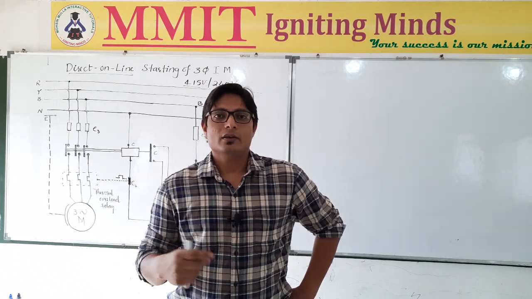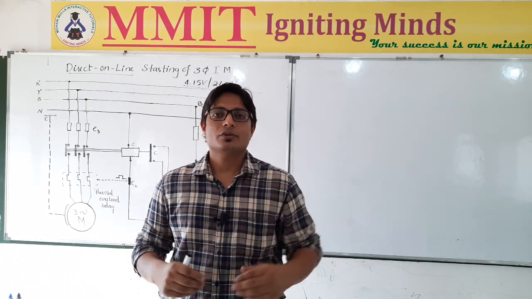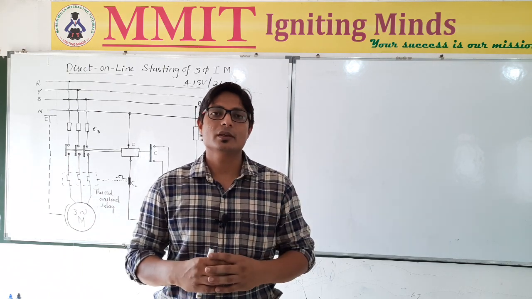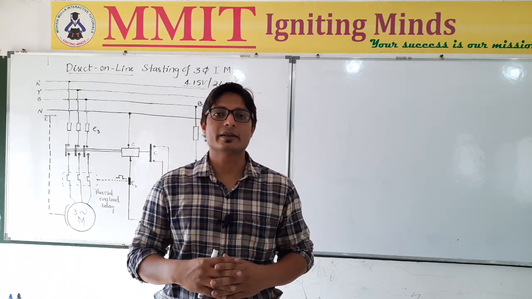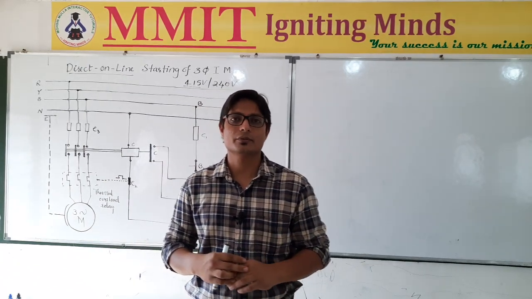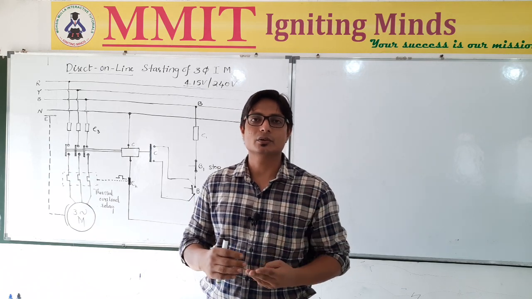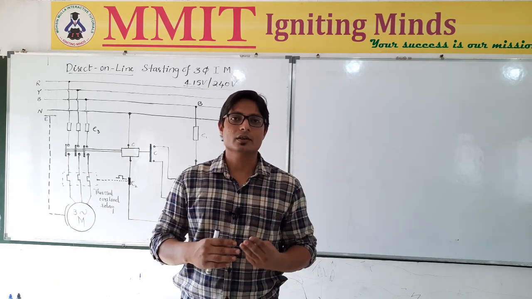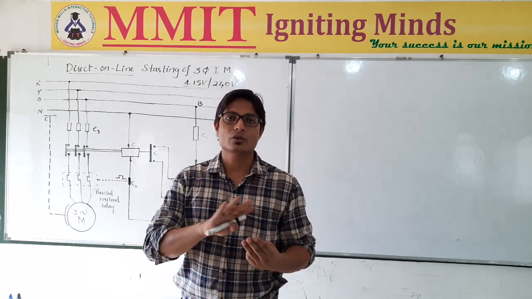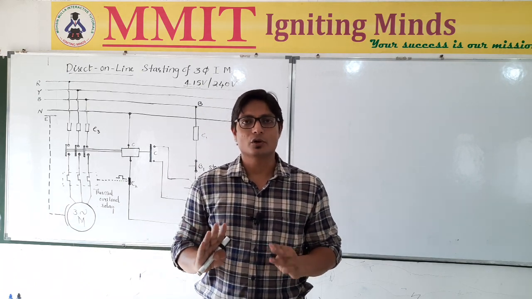Direct online starting of the three-phase induction motor means that when we want to start the motor, the supply will be directly connected, that is, the rated three-phase voltage of 415 volt will be connected to the terminals of the motor. The three terminals of the motor will be directly connected to the three-phase supply of 415 volt at the time of starting. So there is no intermediary value, directly 415 volt is applied to the terminals of the motor.